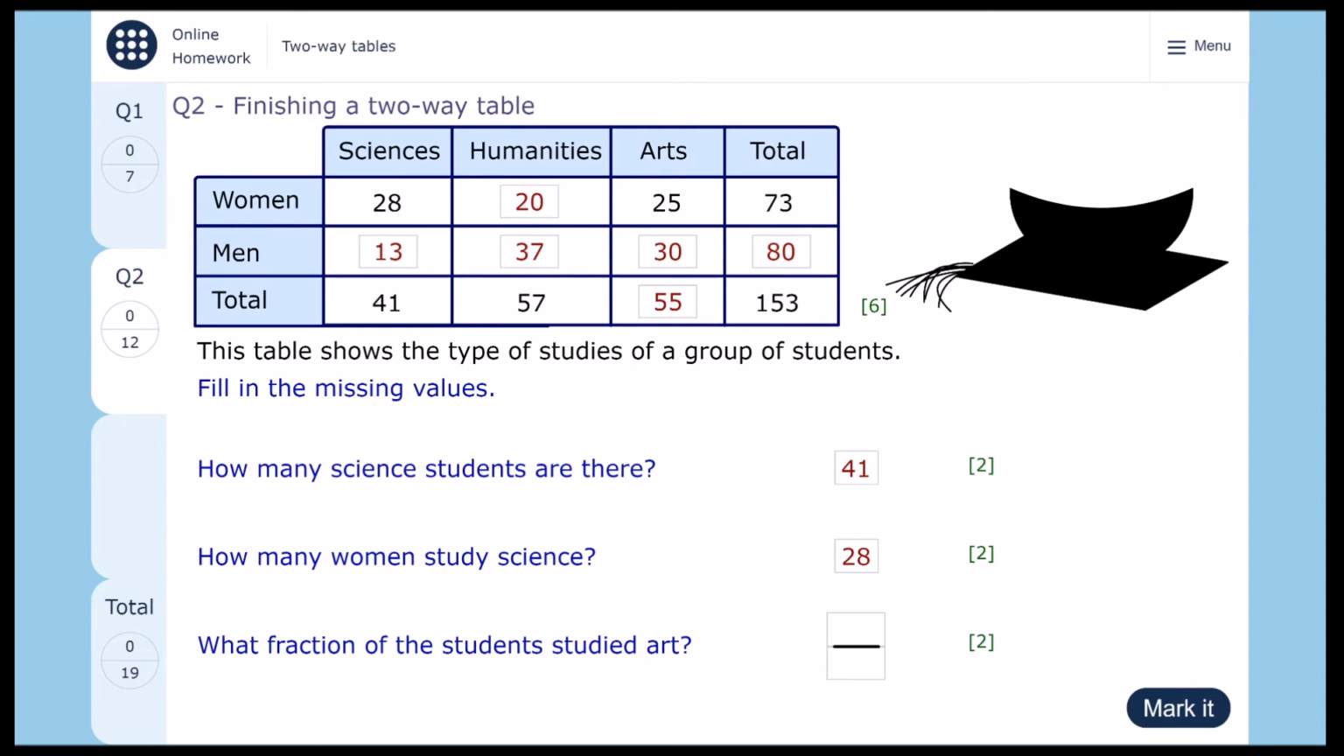The last question asks what fraction of the students studied art. If I go to the arts column, I can see that there's 55 students in total that chose this. That means that the top part of my fraction is going to be 55. I also know that there's 153 students in total. I can therefore say that the fraction is 55 out of the 153 students in total. Again, we can check our answers to make sure we've got all of this right.